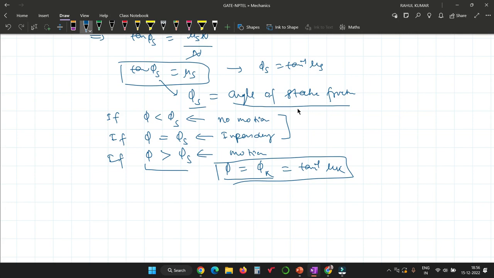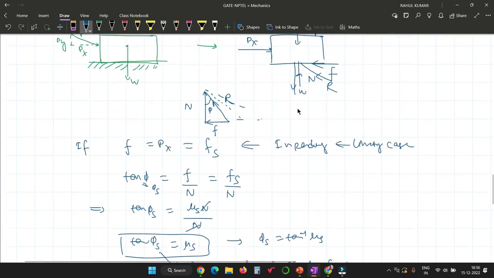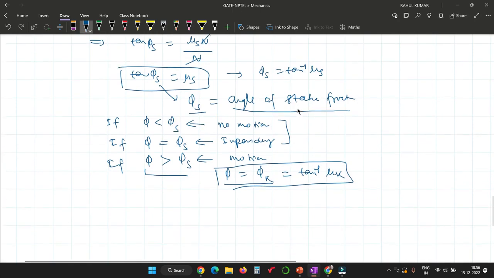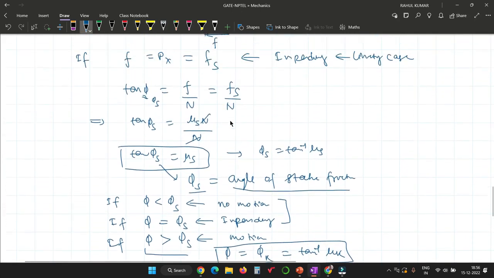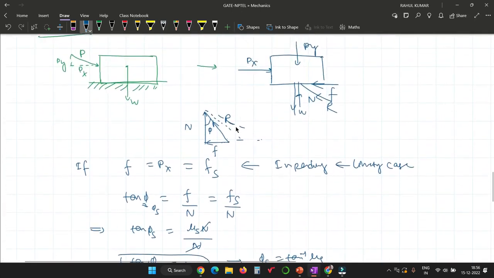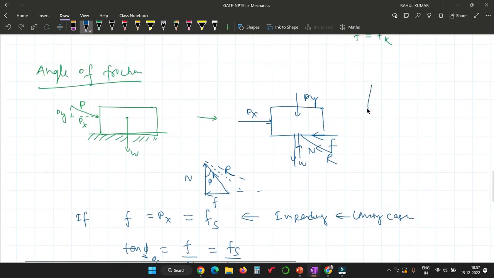Sir, if phi is less than phi s, then why no motion? Yeah, if phi is less than phi s, then in that situation, the friction force will be exactly equal to Px, no? In that situation, I mean, that situation is this. The block will start moving after this situation, right? After this point.